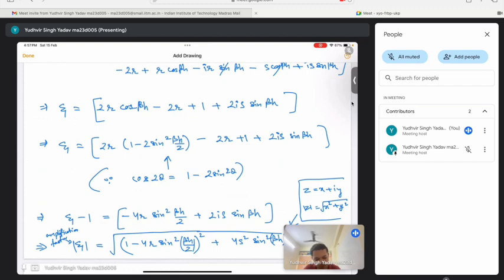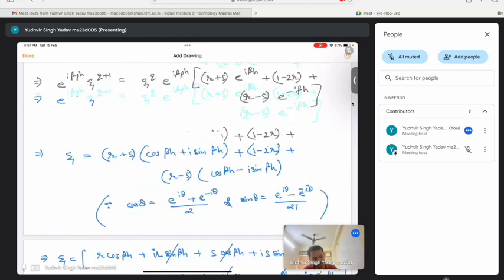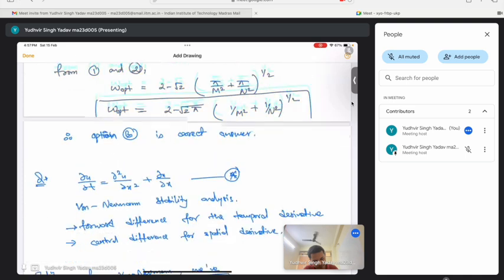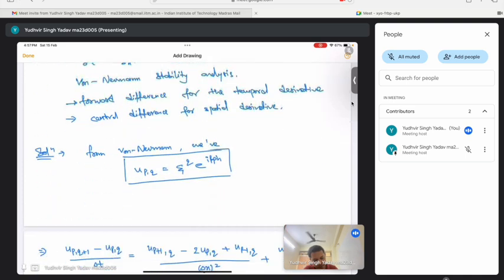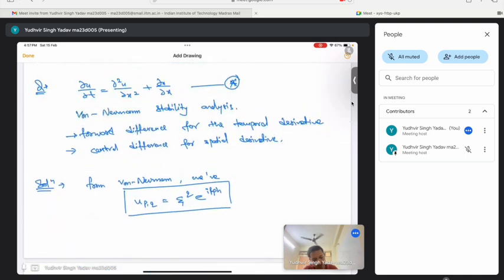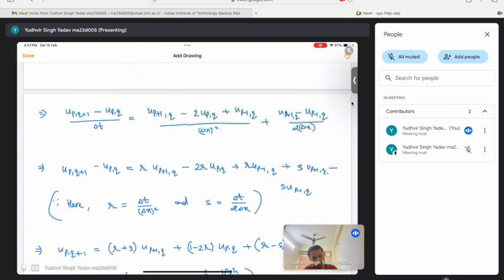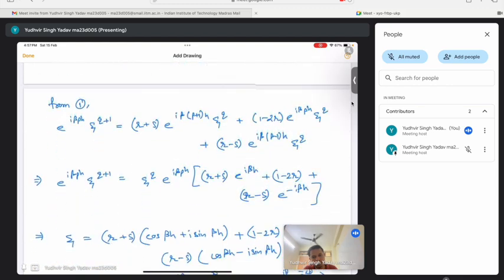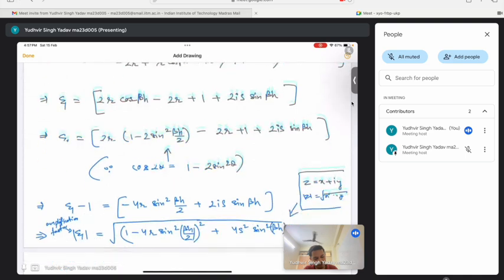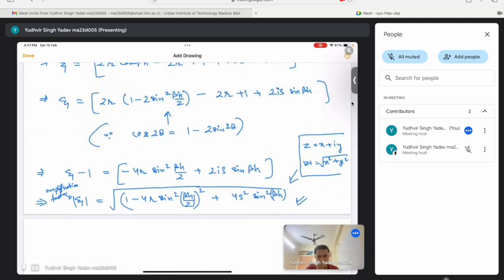In this question, we constructed the difference scheme for the problem, and then we used von Neumann stability analysis to find the stability condition for the given problem, and the stability condition is given by this modulus of ξ.